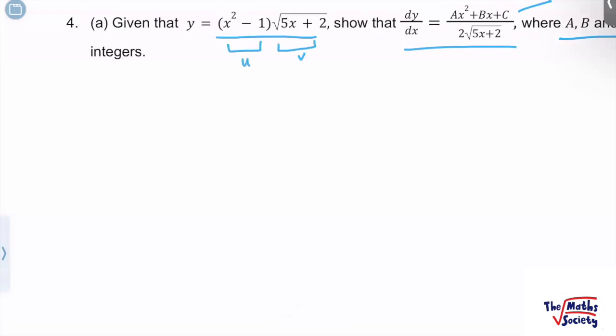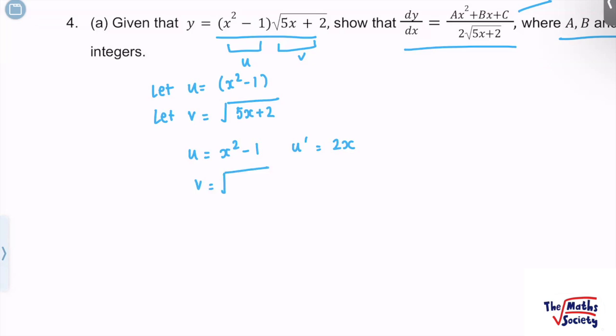So firstly, we are going to give it as u and v. You've got to let u equal x squared minus 1, and let v equal root 5x plus 2. And then we're going to differentiate them. So u is equal to x squared minus 1, right? So u prime is just going to be 2x minus 0. So that's 2x.